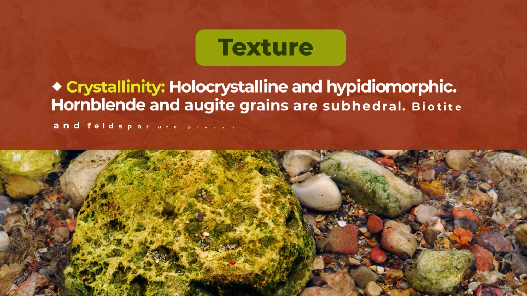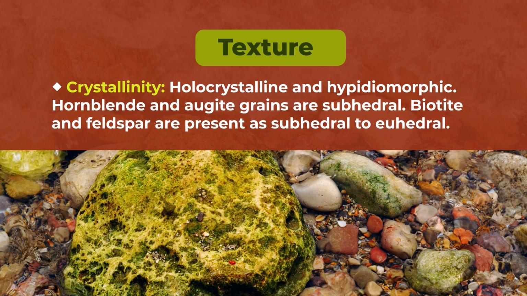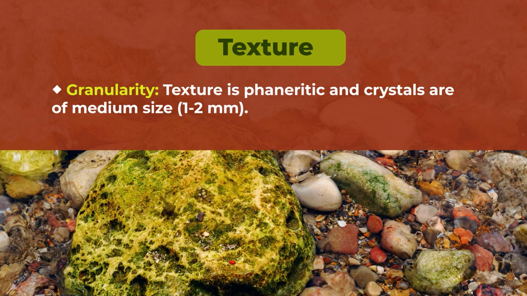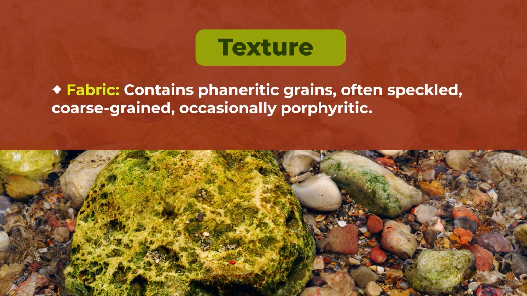When we come to the crystallinity, these are holocrystalline and hypidiomorphic. Hornblende and augite grains are usually subhedral. Biotite and feldspar grains present are usually subhedral to euhedral. Euhedral means the crystal is well formed. Subhedral means it is not so well formed. Granularity-wise, the texture is phaneritic and crystals are medium sized, 1 to 2 millimeters. Fabric-wise, the diorites contain phaneritic grains, often speckled, coarse grain, and may occasionally also be porphyritic.